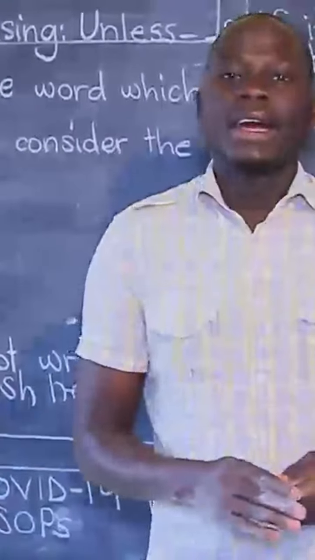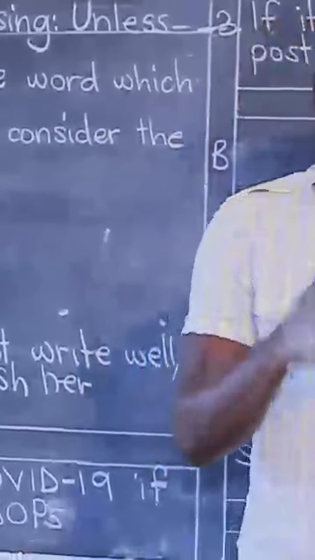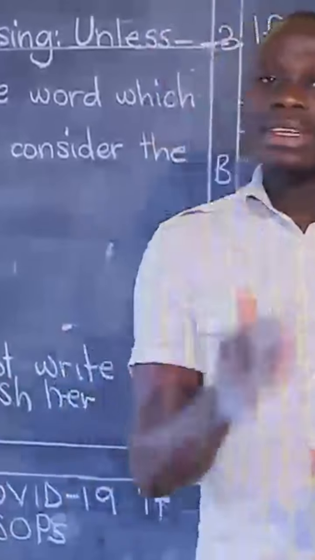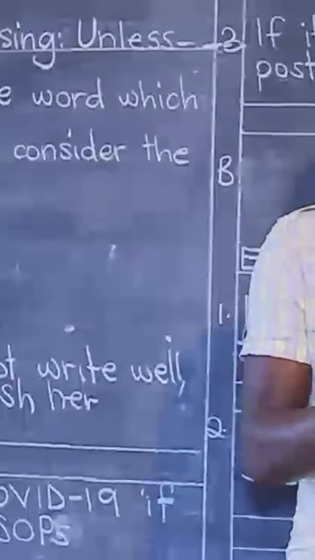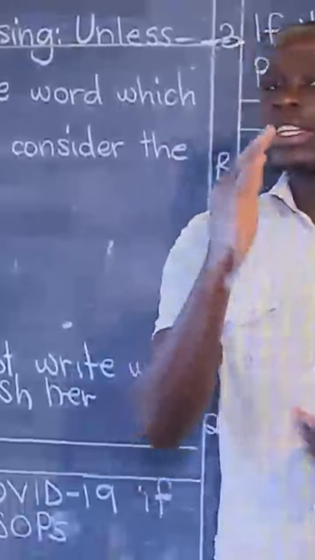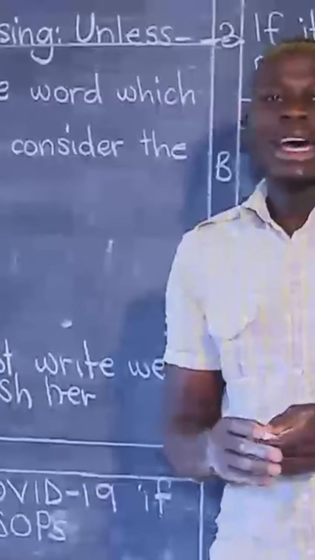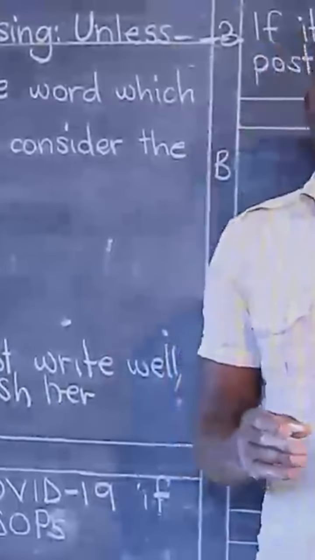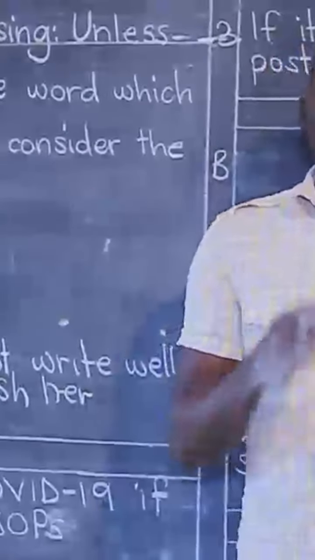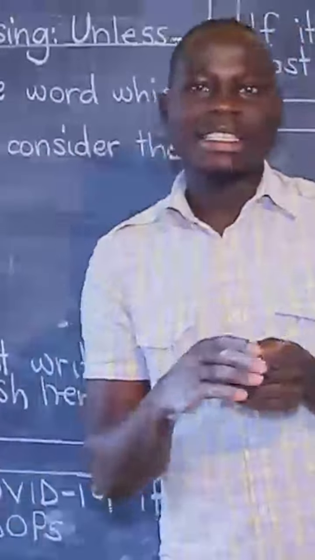Now today, I want us to look at another conditional word, that is unless. Unless is a negative word which means if not. Let me repeat this again. Unless is a negative word which means if not. Therefore, how do we use unless? We can use unless at the beginning of a sentence or within a sentence. When we use it at the beginning of a sentence, you apply a comma after the condition.